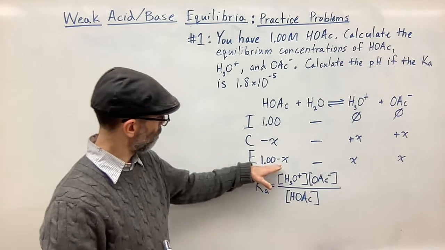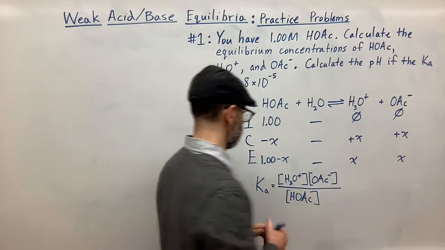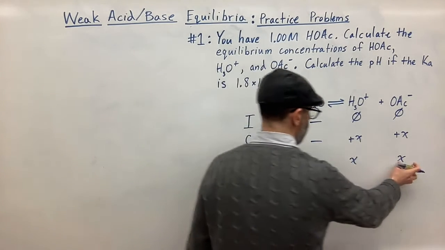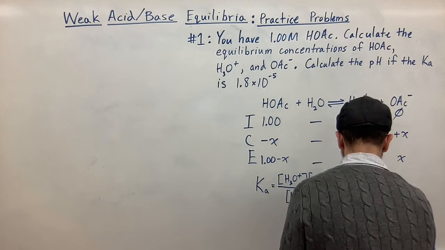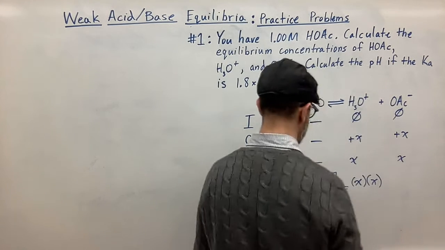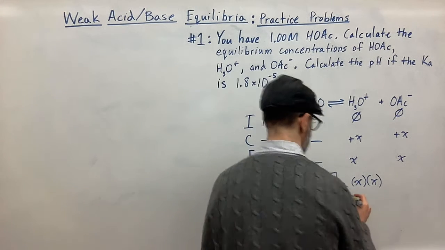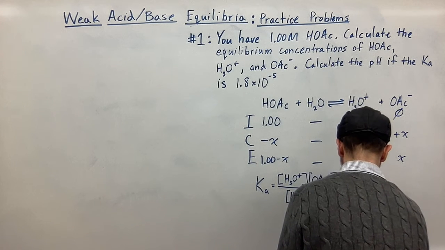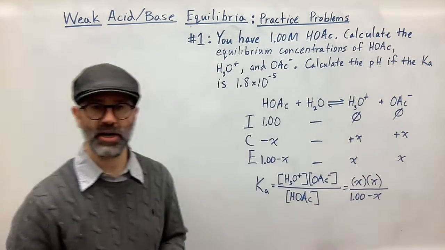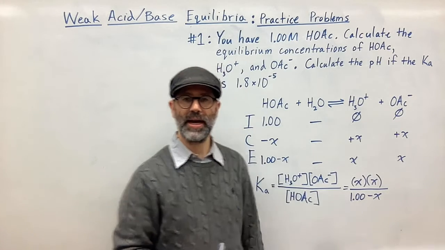So now we just plug in these values. Both of these are x, so it's going to be x squared, or we'll just do x times x. And then this down here is going to be 1.00 minus x. So there's our Ka expression in terms of x.